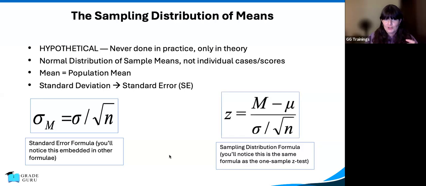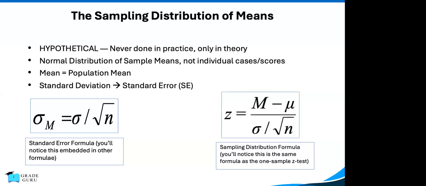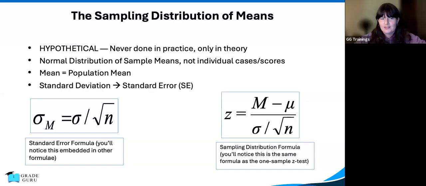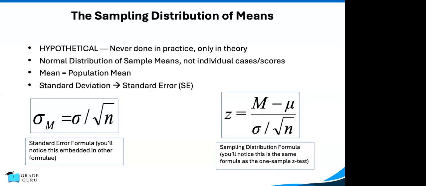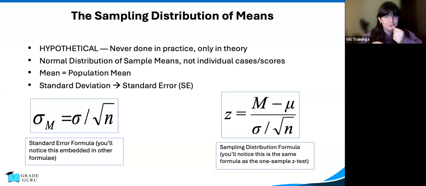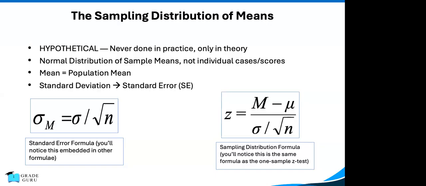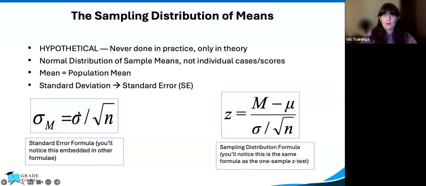I realized that formula was not on screen. So the formula with the standard deviation sign is the formula for the standard error. And the Z is for the sampling distribution of means. The standard error formula is embedded in the formula for the sampling distribution. Do you see it at the bottom? Sigma divided by square root of n.